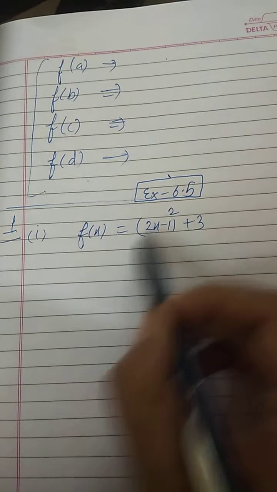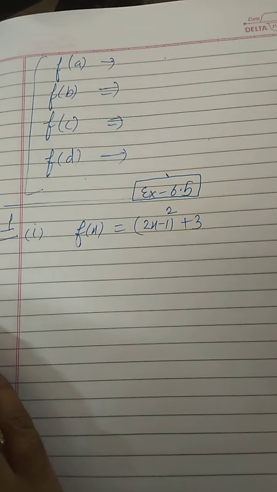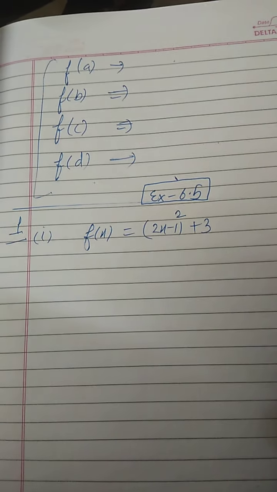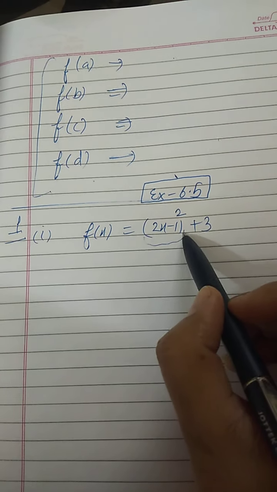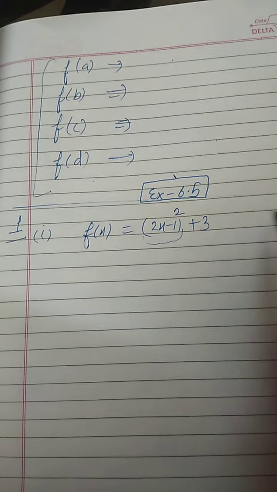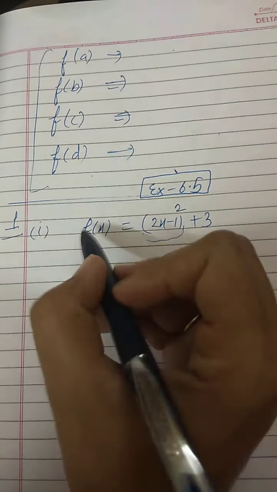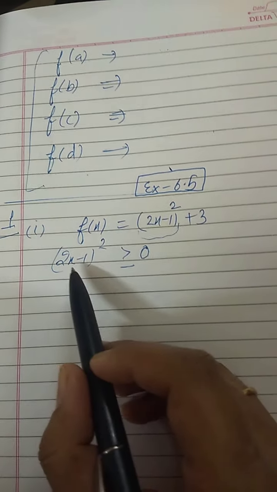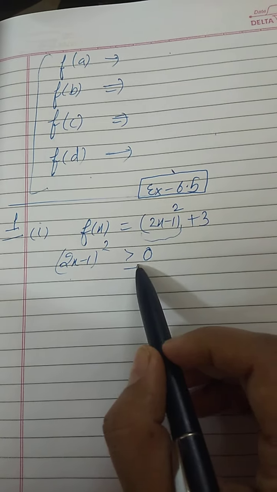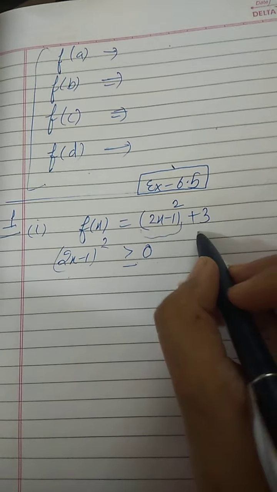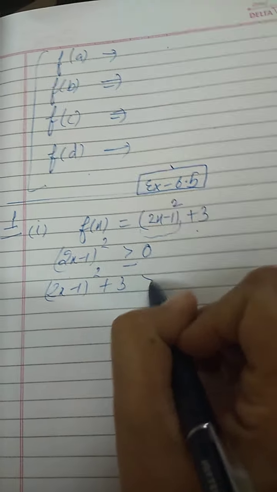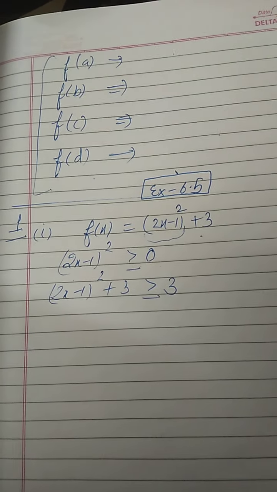First, we will use the general concept of functions. What does it mean? Now, if I look at the function (2x minus 1) whole square plus 3, it is a square value, right? And the square of anything cannot be negative. So I know this (2x minus 1) whole square is always greater than or equal to 0. It can be 0 when this 2x minus 1 term is 0, otherwise it will always be positive. And if I add this 3 to both sides, that means (2x minus 1) whole square plus 3 will always be greater than or equal to 3.